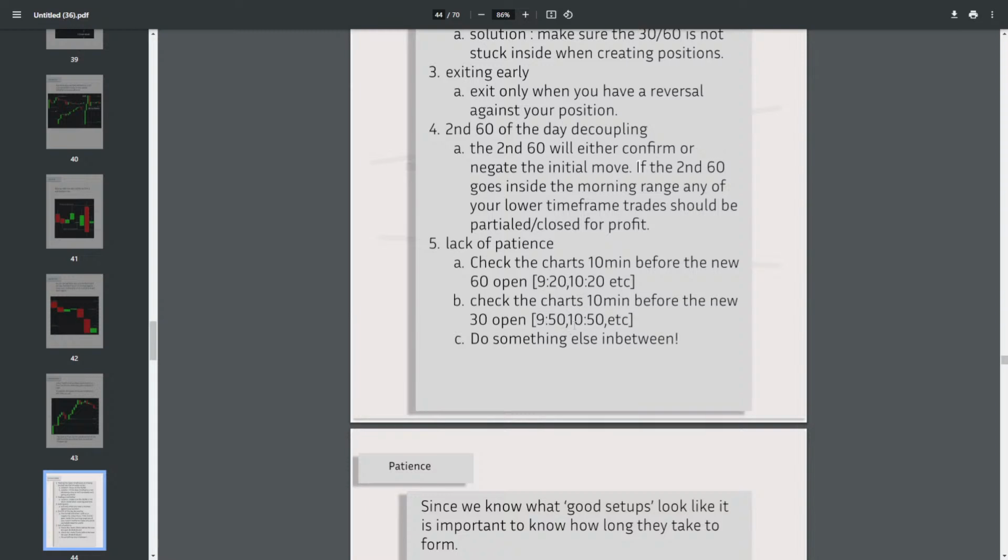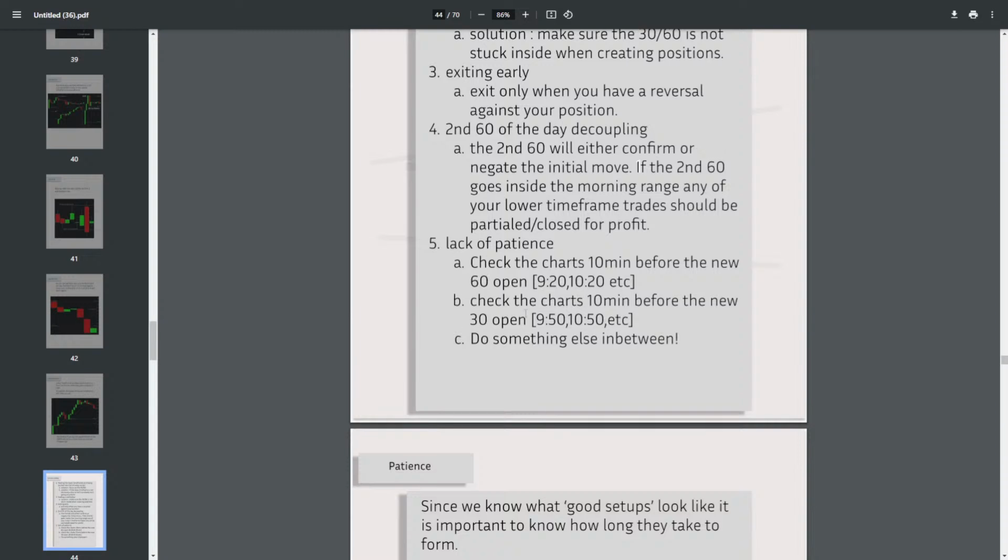The other thing is you can check 10 minutes before the new 30 opens at 9:50, 10:50, etc. And in between those times, you don't have to do anything. You can go walk your dog, you can make breakfast, you can do whatever you'd like. And this is why the Gapper universe is also great, because we really just want to participate when the 30 and 60 signals are confirming each other.